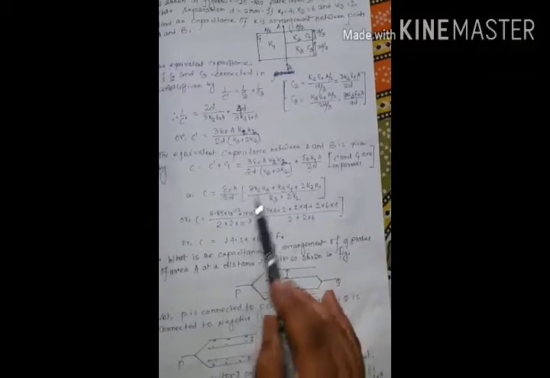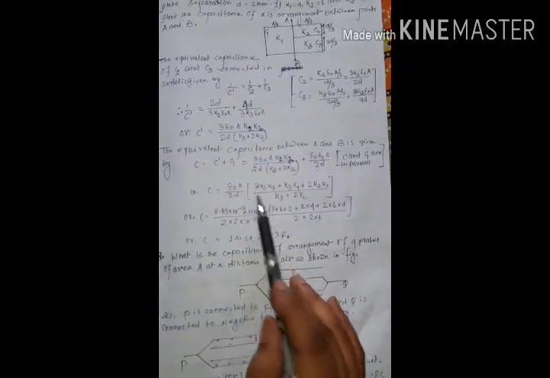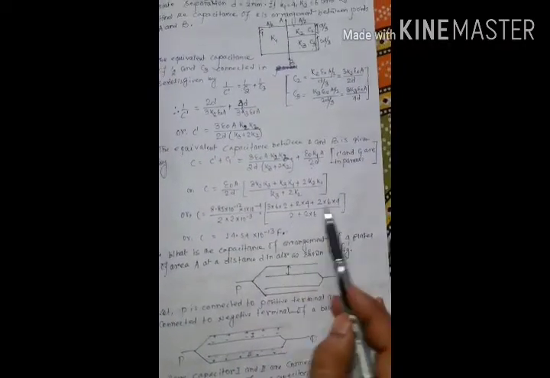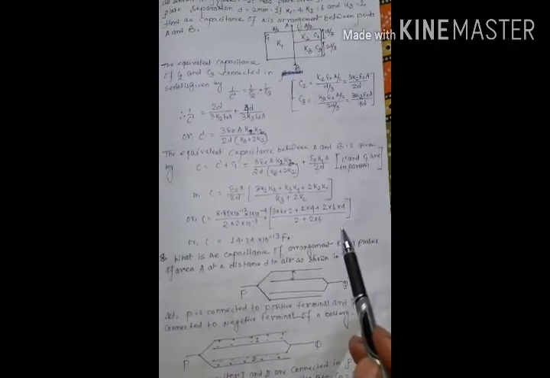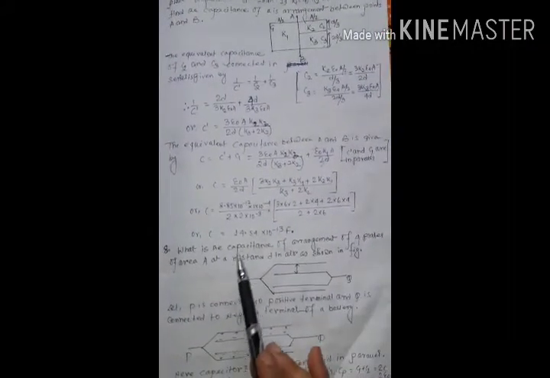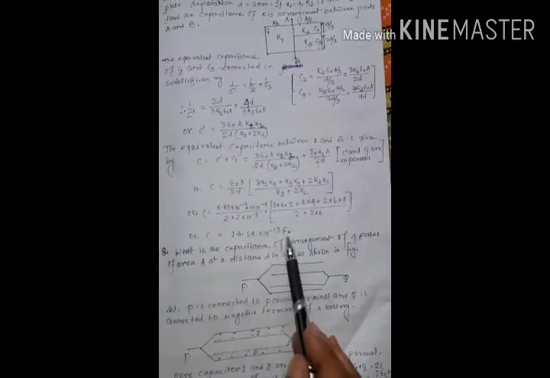Now by putting the values of all factors over here, epsilon naught, A, d, K1, K2 and K3, we get the equivalent capacitance of this arrangement as 14.54 times 10 to the power minus 13 farad.